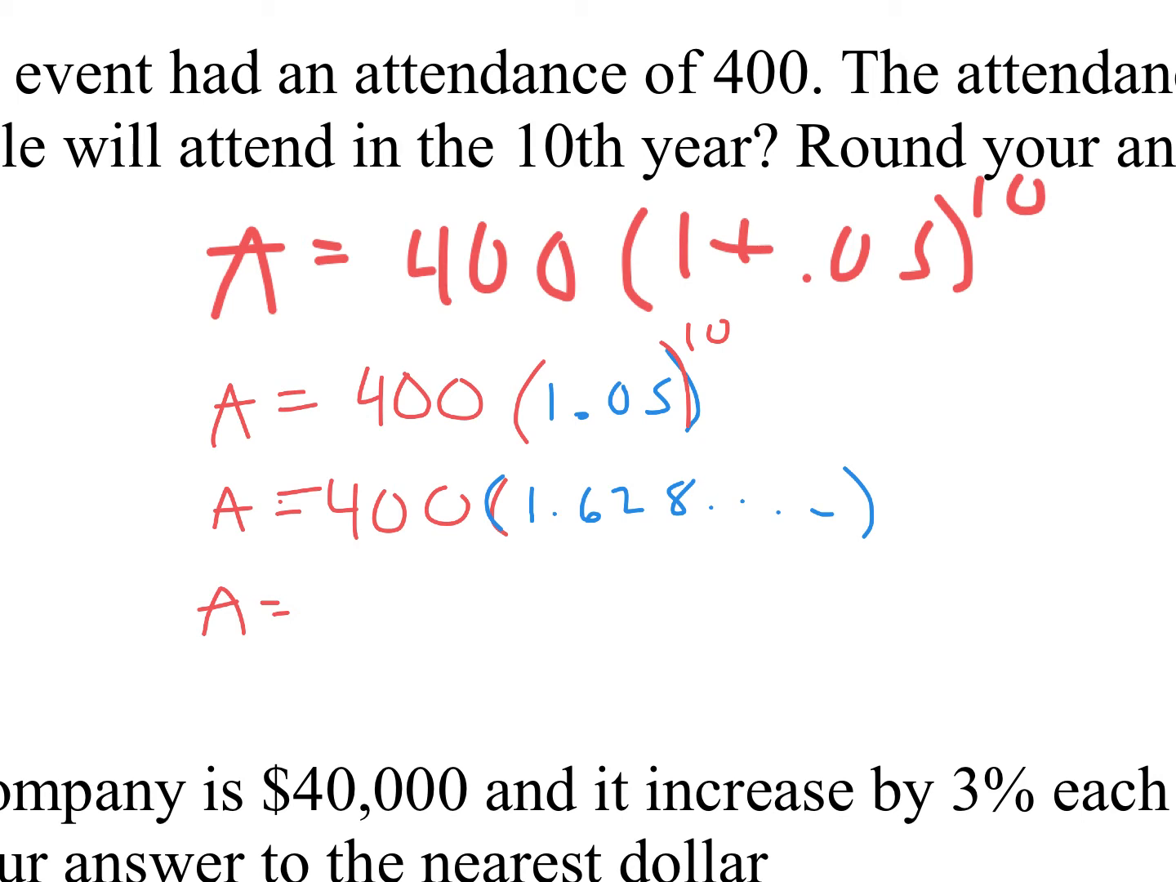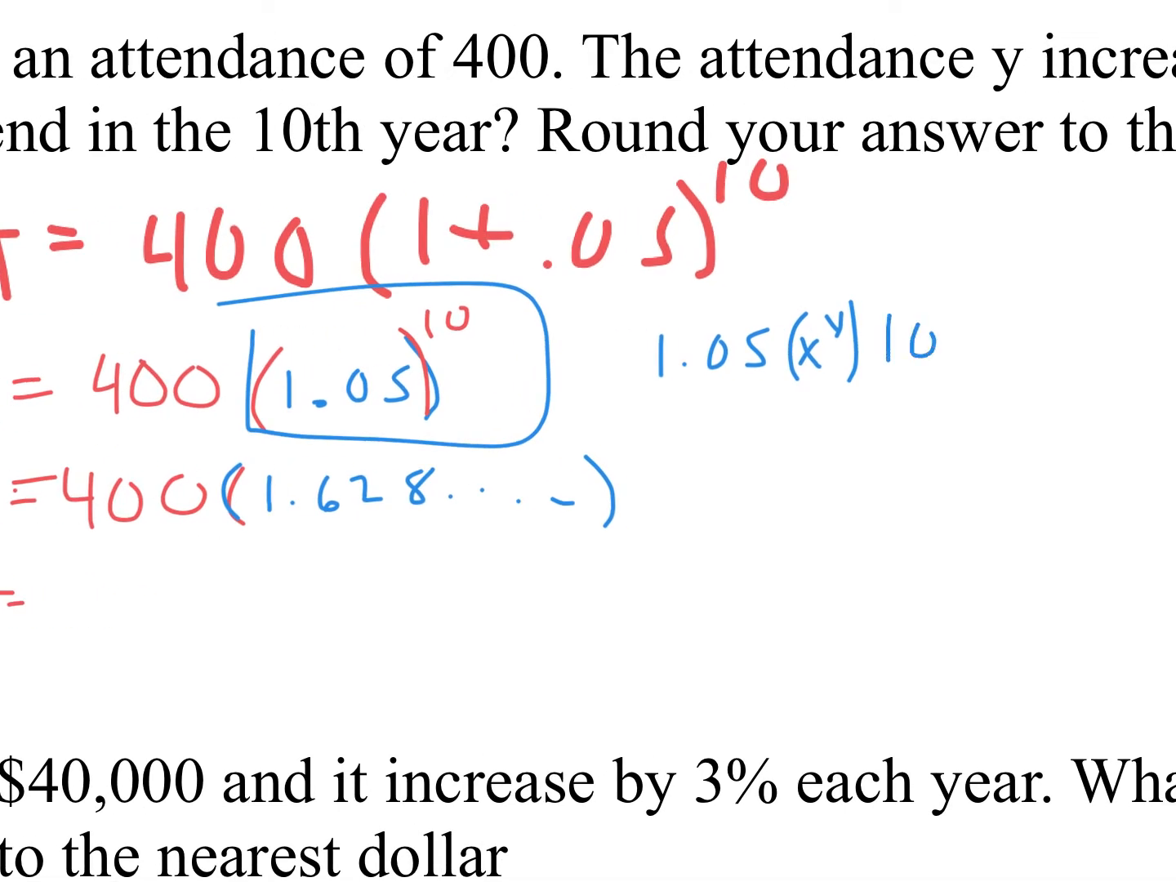Wait, so how do you get that number? What do you do? That's for the exponent here. So we put 1.05 in your calculator. You have x to the power of y, so that button there, and then 10, and then equals. So this is just how you put it in the calculator.